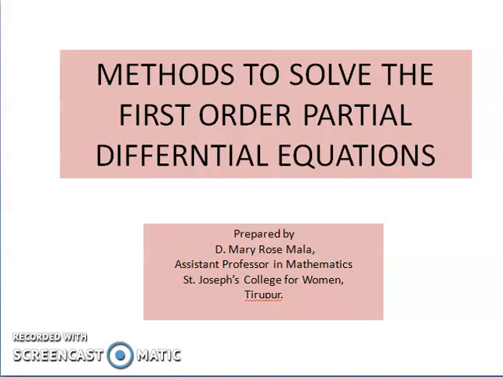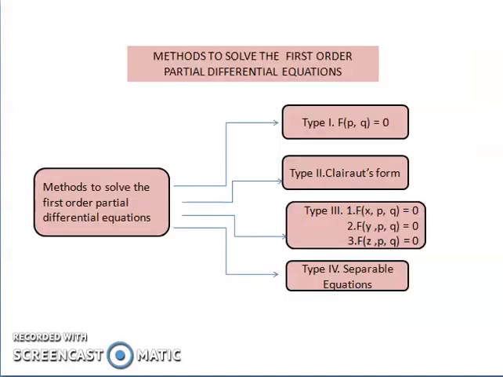In this e-content, we are going to see the methods to solve the first order partial differential equations. There are four types to solve the first order partial differential equation. Type 1 does not contain x, y and z explicitly. Type 2 is Clairaut's form, and in type 3 there are three cases.